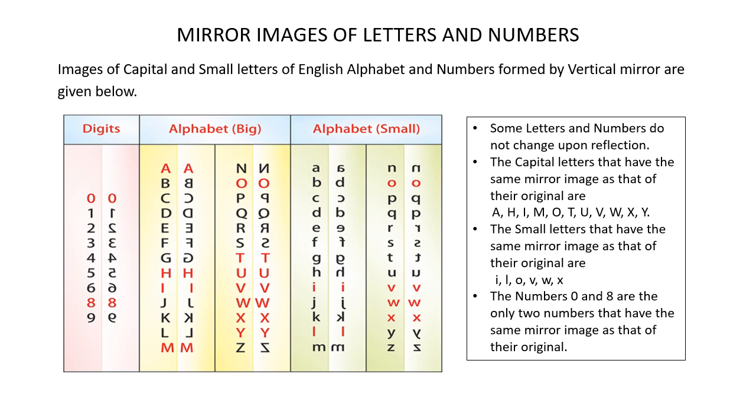Now, some letters and numbers do not change upon reflection. The capital letters that have the same mirror image as that of the original are A, H, I, M, O, T, U, V, W, X and Y. The small letters that have the same mirror image as that of their original are I, L, O, V, W and X. The numbers 0 and 8 are the only two numbers that have the same mirror image as that of their original.